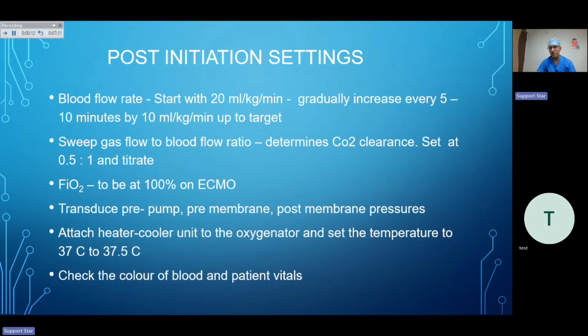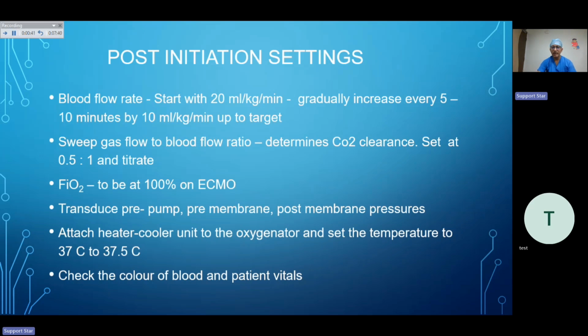And the sweep gas flow is usually set at 0.5 to 1 times the ECMO flow. So if your ECMO flow is like 1 liter, you keep a sweep gas of 0.5 and titrate according to your blood ABG PCO2. FiO2 is usually kept at 100. Later, we titrate according to the PO2 we desire. Usually in VV ECMO, the PO2 is like 60, 65, 70 maximum because of mixing and recirculation.